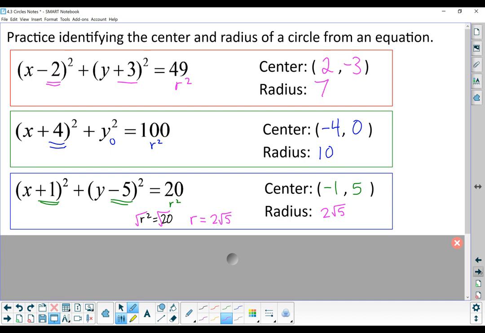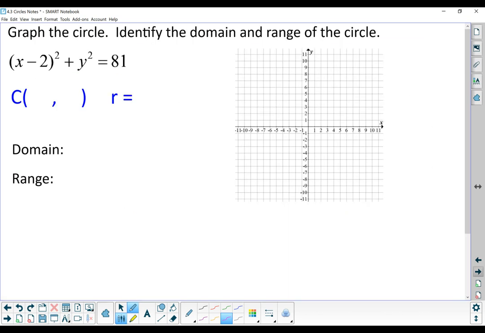Okay, so now that we've practiced identifying the center and radius, we can go ahead and graph a couple more. So our equation is (x − 2)² + y² = 81. So our center would be at (2, 0). So I'm going to graph that right here. And then r squared is 81, so that means our radius is 9.